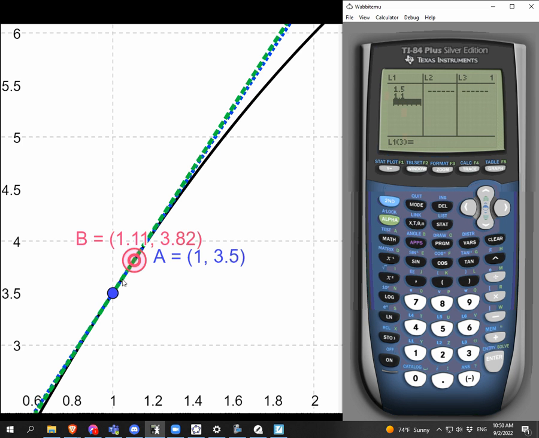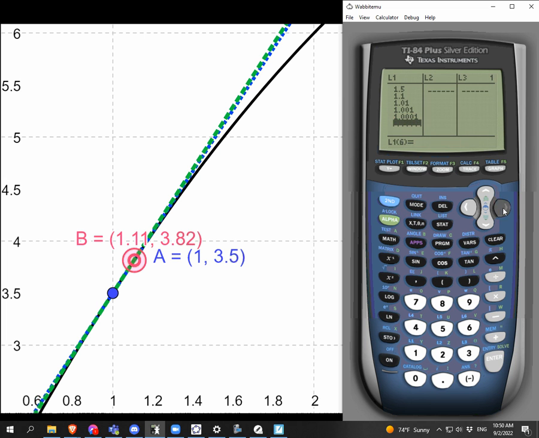Well, let's go even closer. Let's go to 1.01. And we have to enter all of these desired inputs beforehand, because now I'll go one more. Why the heck not? The calculator will do it.